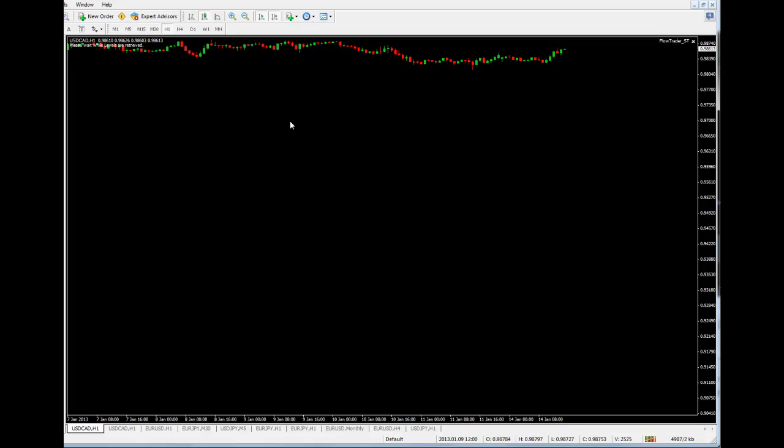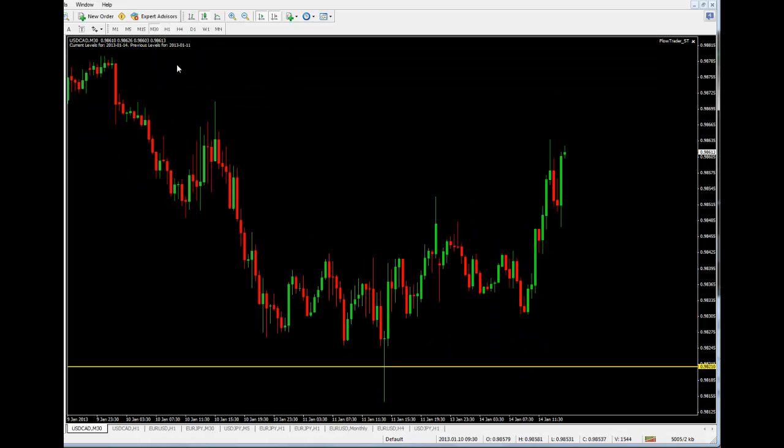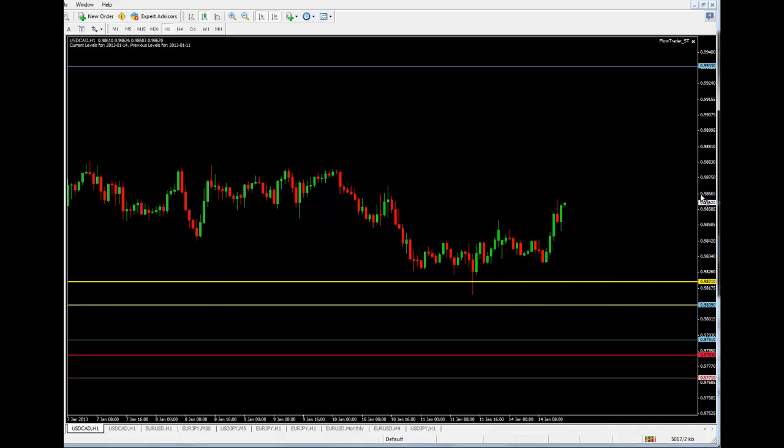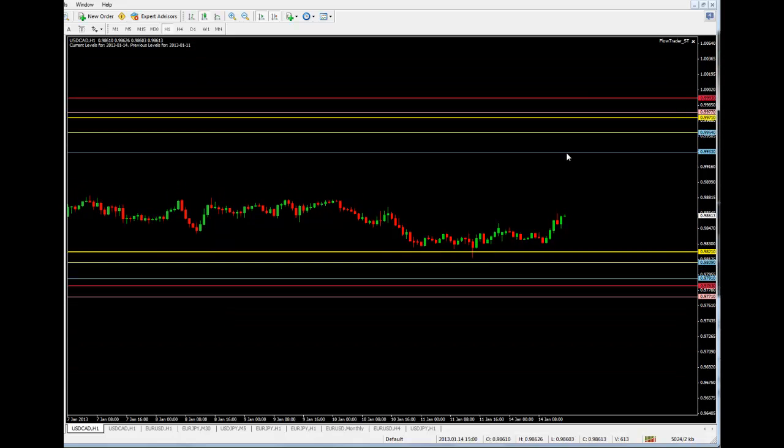The dollar Canadian, the dollar CAD. Let's see here. It's on the hour chart. The buy levels and the sell levels. So again, we need to wait for the market to move, and then we'll see what develops on that one.